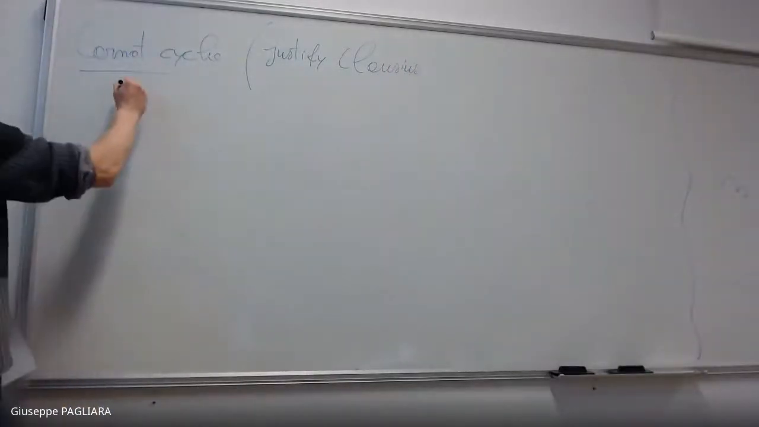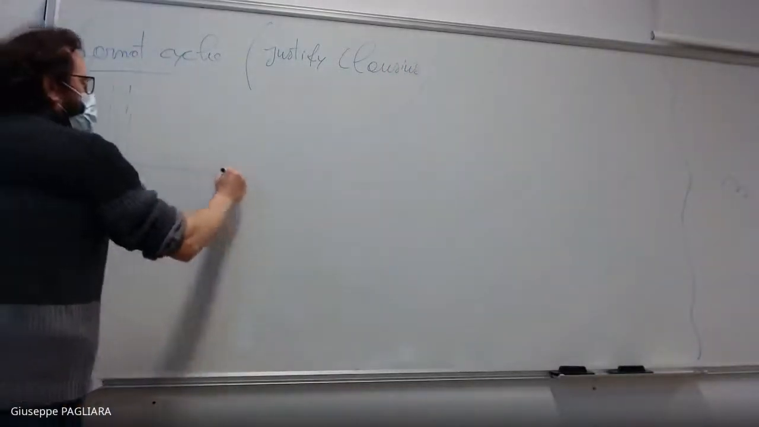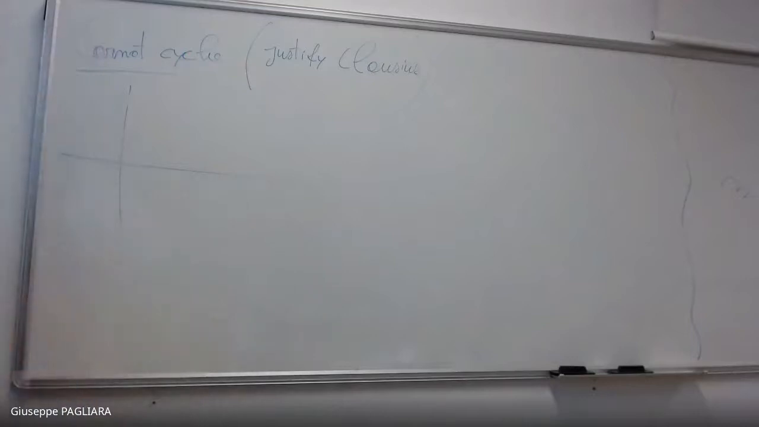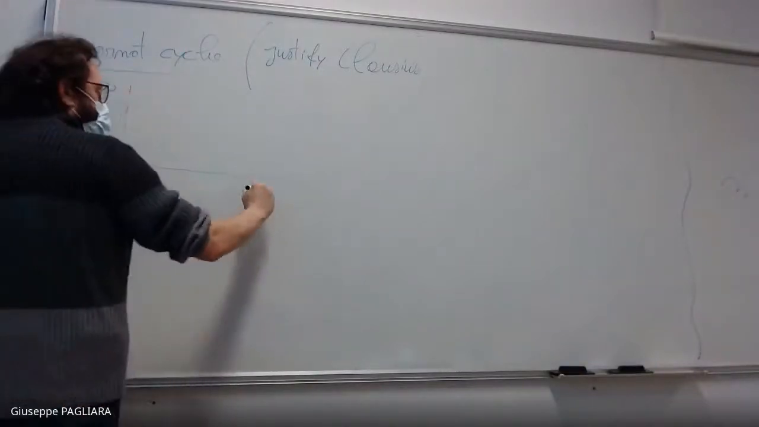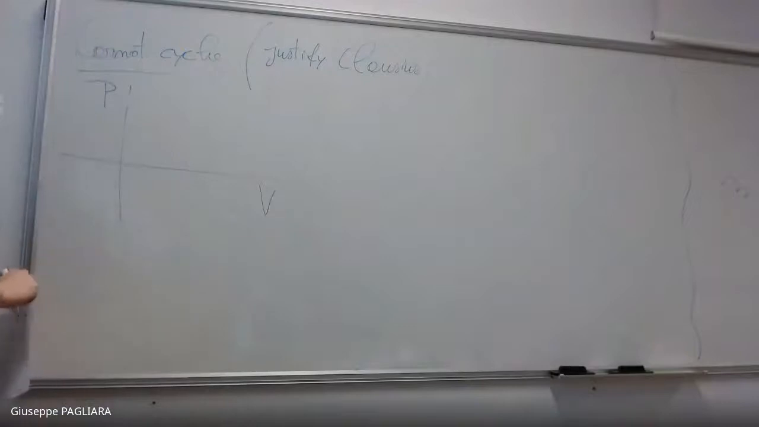Okay, so the Carnot cycle was the following, so that we can also refresh some laws like the adiabatic law and something like that, which could be useful. So the diagram is the PV diagram, and the Carnot cycle is made out of four branches. There are two isothermal transformations and two adiabatic transformations.